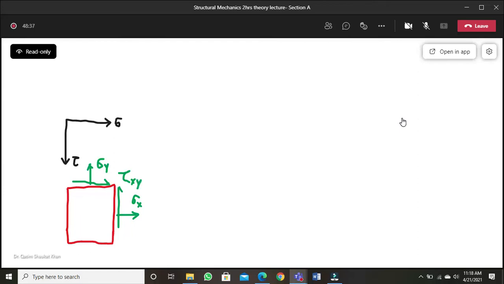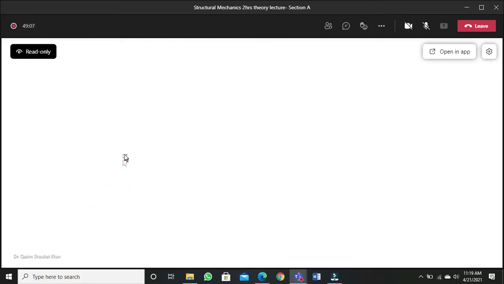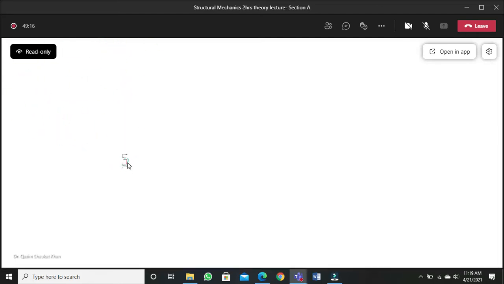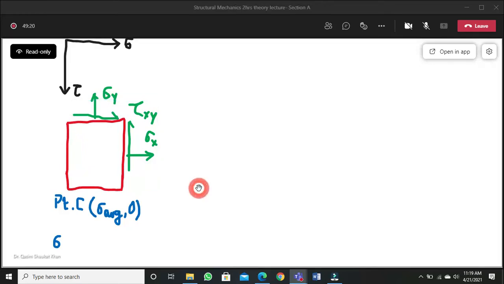Now, once you have established the coordinate system, the first thing is you need to establish the coordinates of point C. Point C is the center point of the Mohr circle, and the center point of the Mohr circle has the coordinates sigma average and 0. So average stress is sigma x plus sigma y over 2.